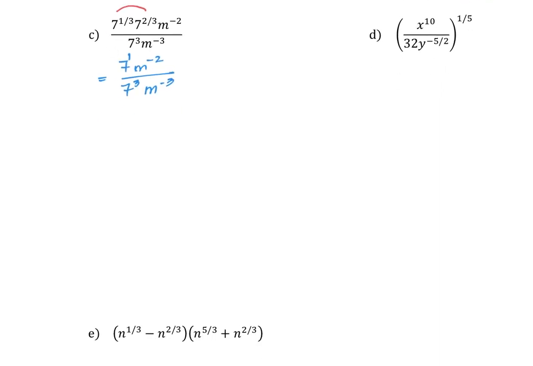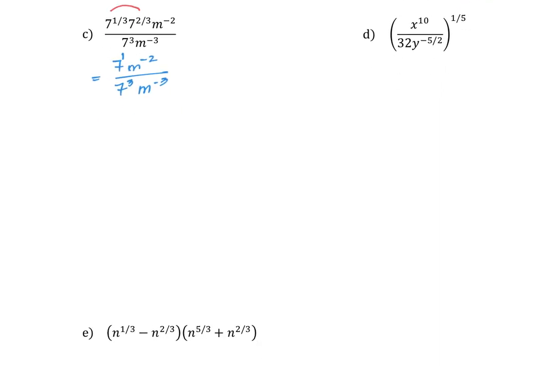I'm going to actually use the fact that you would take the upper exponent minus the lower exponent. And I'll do that with the m's as well. M to the negative 2 minus negative 3. That will give me 7 to the negative 2, m to the positive 1, because this is negative 2 plus 3, which would be 1.